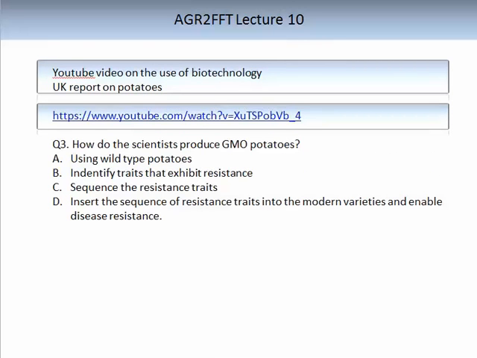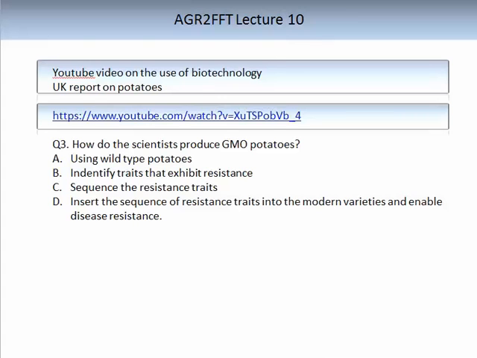So how do scientists produce GMO potatoes? Well, firstly, they get wild type potato plants. They identify the traits that exhibit resistance. They do this by a suite of research projects and looking at the literature or what is known currently. They sequence the resistant traits, and once they have the sequence of the resistant traits, they can then insert this sequence of resistance traits into the modern varieties and thus enable disease resistance.